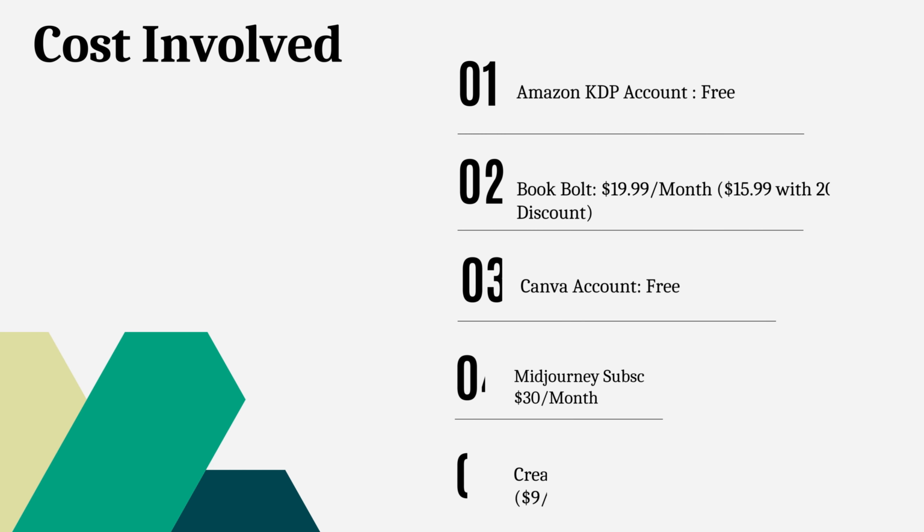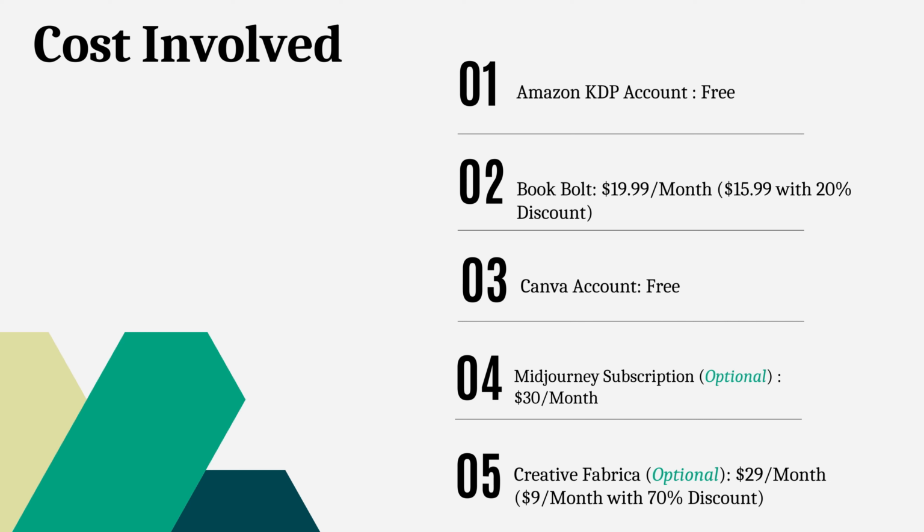Okay, so you might ask, how much does it cost to get started? The first one would be Amazon KDP account. That is free, so you don't need to pay for that. For BookBolt, it costs about $19.99, but you would have a 20% discount to bring that price down. The link will be in the description. For Canva, for creating your A+ content, you could use Canva free, you don't need to use Pro for that.